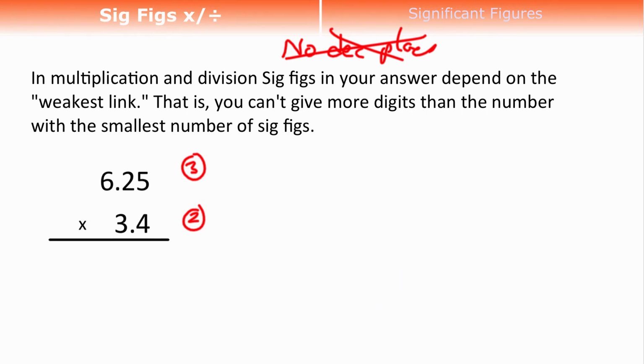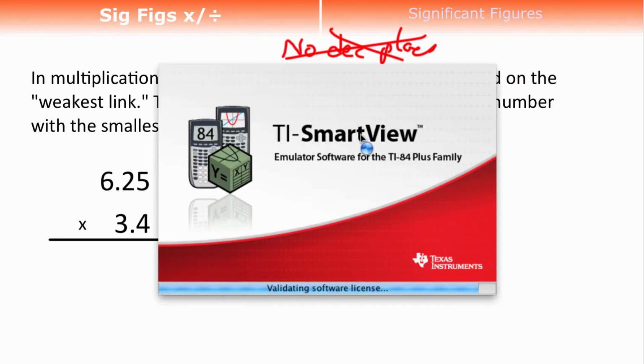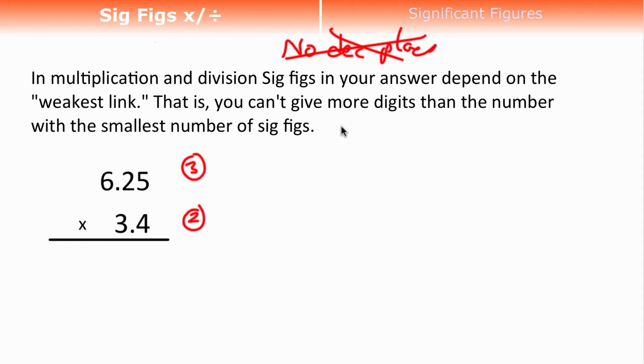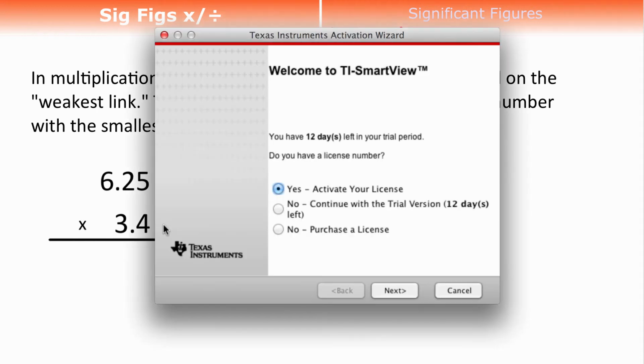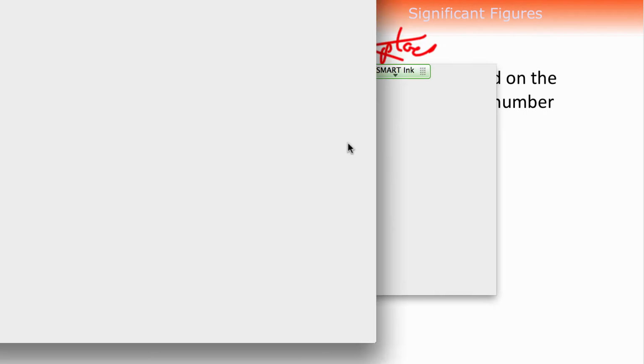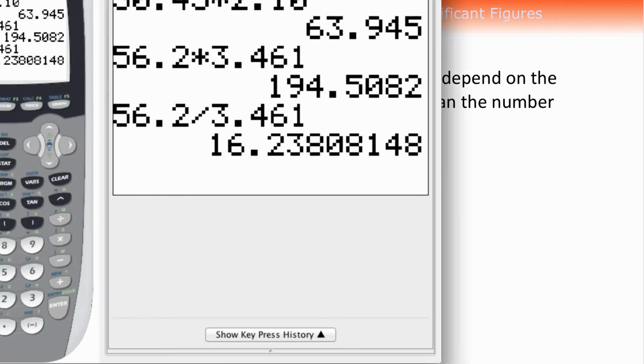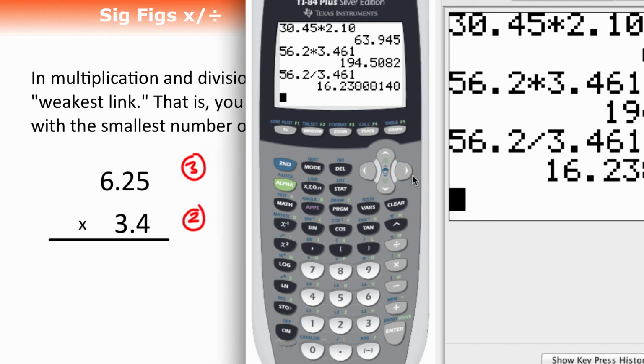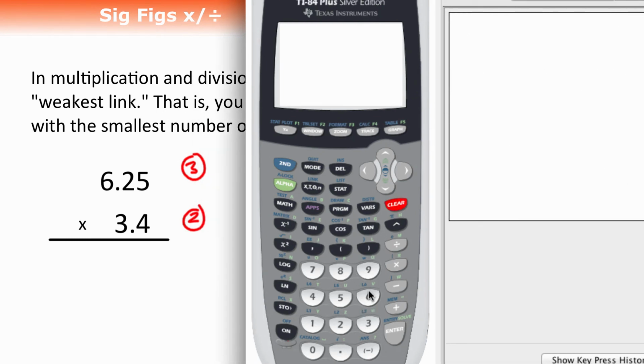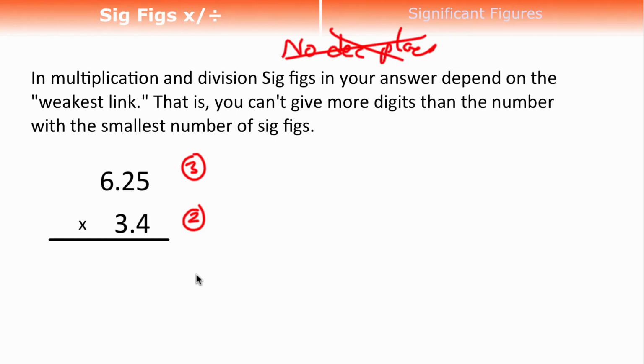Let me grab a calculator quick. There's a calculator. When you use your calculator to multiply that, you're going to round it to the nearest 2 sig figs. All right, 12 days left on my license thing. Okay, here's my fancy calculator. Okay, clear things. So 6.25 times 3.4 equals 21.25. So my answer here is 21.25.